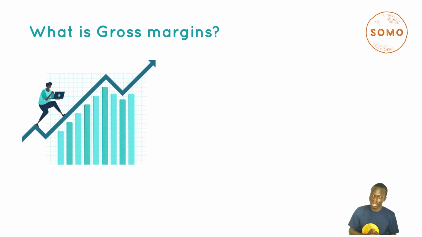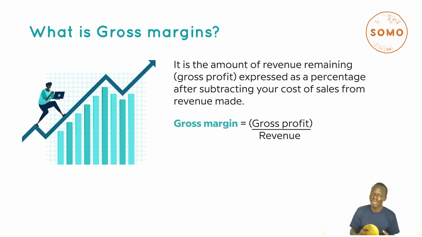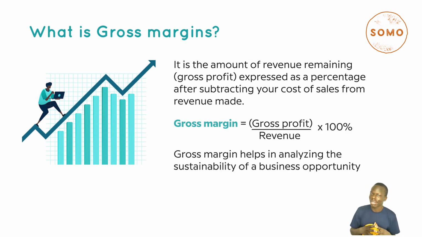What is gross margin? Gross margin is the amount of revenue expressed as a percentage after subtracting the cost of sales from revenue made. That is, gross margin is equals to gross profit divided by revenue multiplied by 100%. Gross margin is important in analyzing sustainability of a business opportunity.